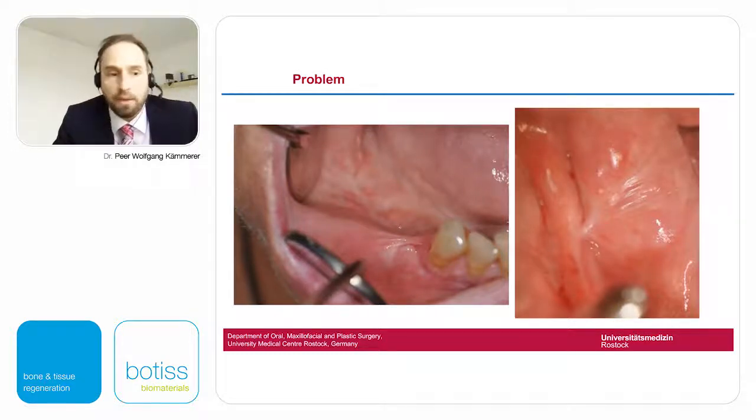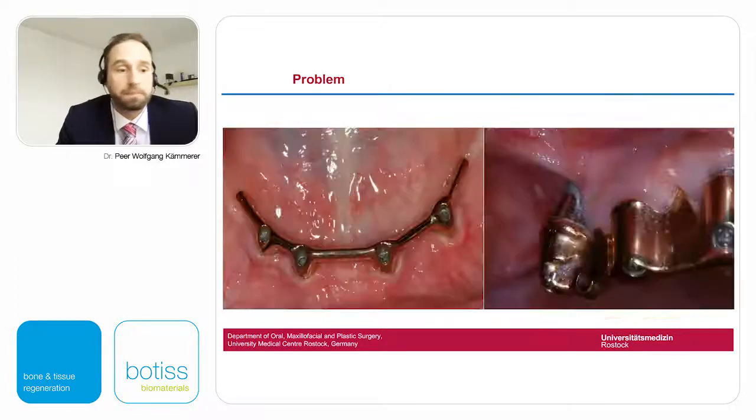And of course, the secondary objective of the vestibuloplasty might be to increase the height of the residual alveolar ridge in cases of bony atrophy, or to generate a sufficient band of keratinized mucosa around teeth and of course around dental implants, as to be seen here in these two cases where there's a lack of sufficient mucosa.